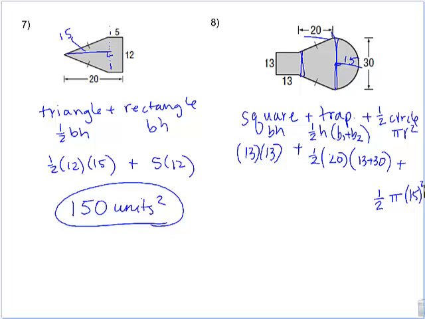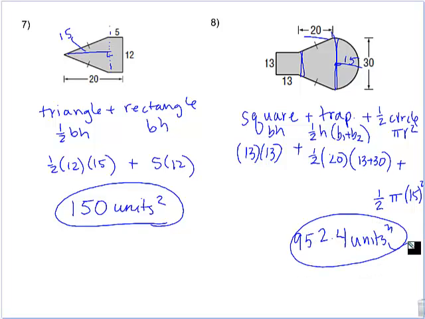So what are we getting? Yep. And units squared. All right, is that okay? All right. It's another worksheet for you today.